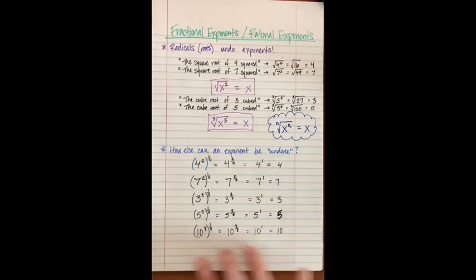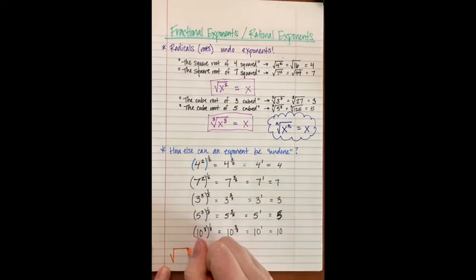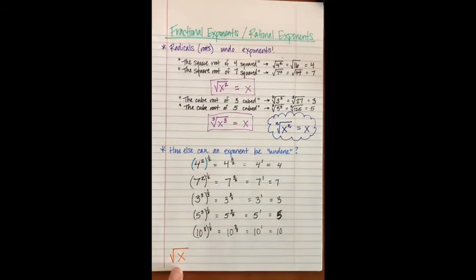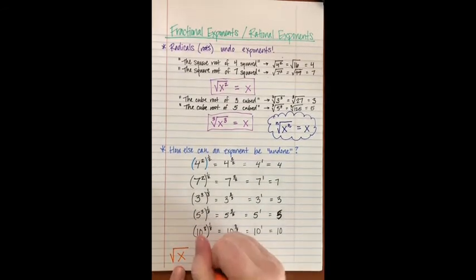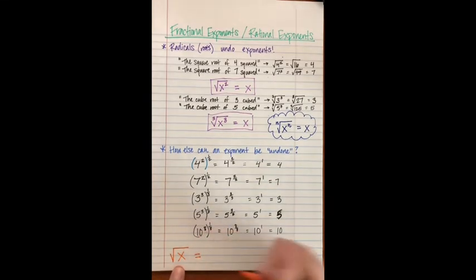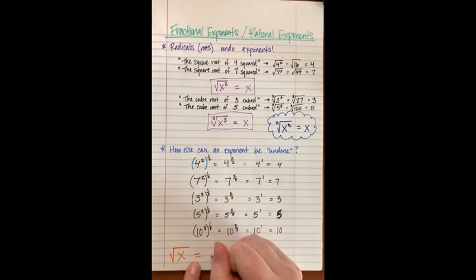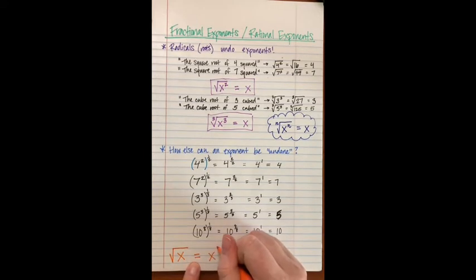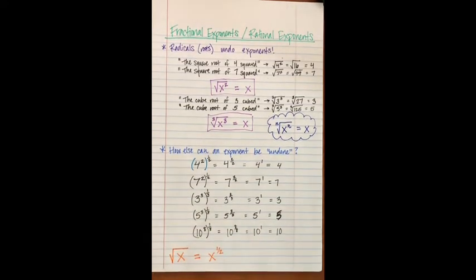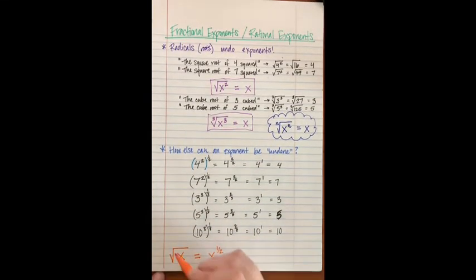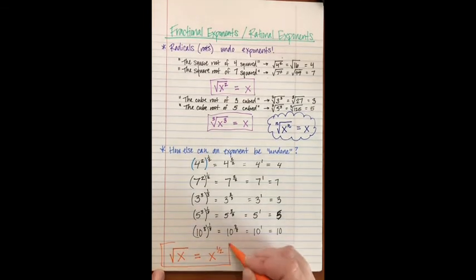So hopefully you have some room. We're going to write this nice and big. So what I need you to know at this point is the square root of x. Go ahead and write that down. The square root of x is exactly the same thing as x raised to the 1/2 power. Those two things are equivalent to each other.